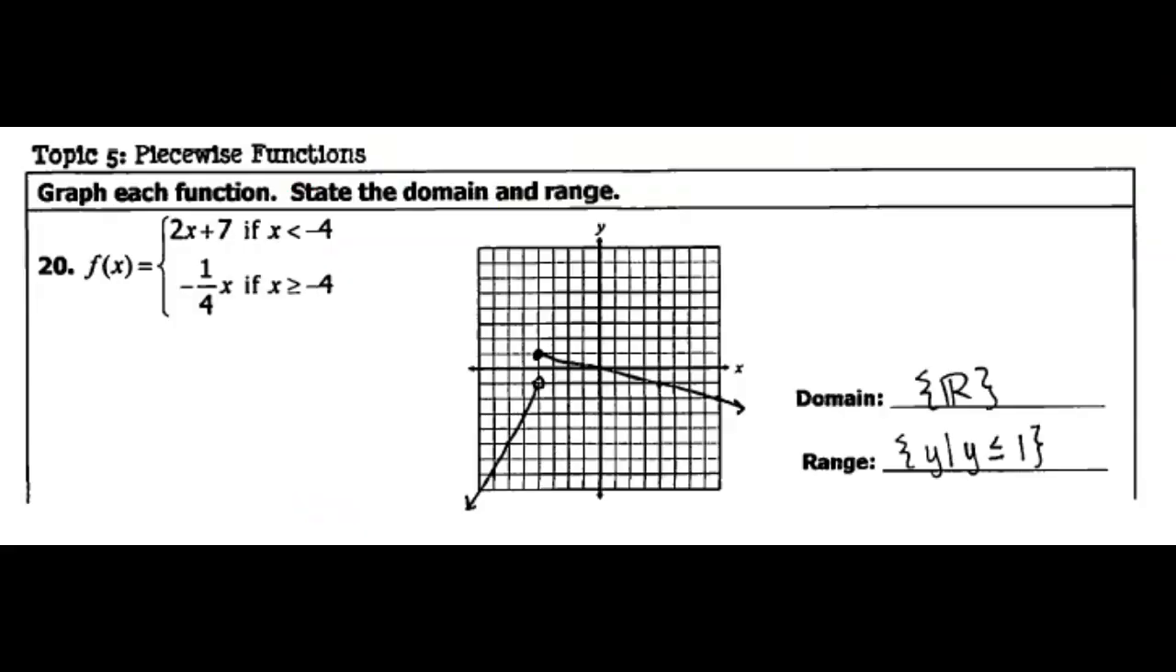Okay, so here's your answer set for the first piecewise function. Again, just make sure you write this in interval notation, okay? So we would have -infinity to 1, okay? So our range is -infinity to 1.